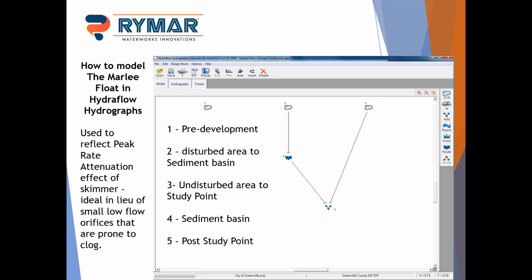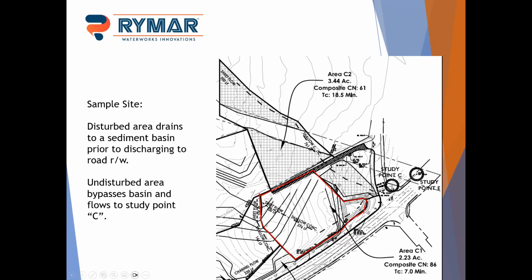So this is going to be based on a site that I actually did the engineering on several years ago. It was a site in a jurisdiction that required quantity control during construction, so a little bit different than most times with a sediment basin, but it's a good example of how to model a skimmer in Hydraflow. So this was our site.